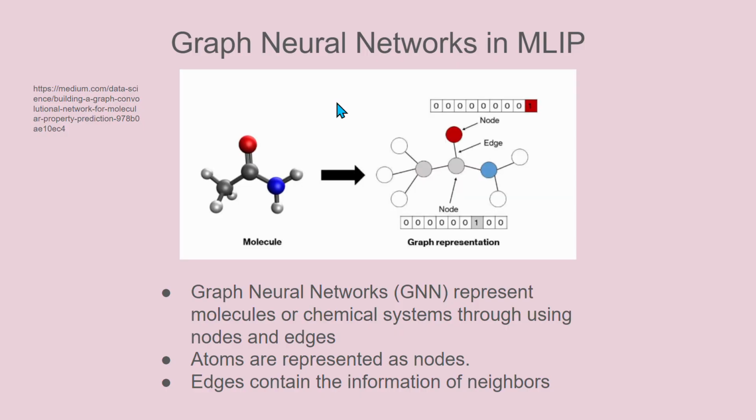These MLIPs use graph neural networks, which think of molecules like connected webs. Each atom is a point, and each bond or nearby atom is a line connecting those points. This setup helps the model understand not just individual atoms, but how their relationships affect the whole molecule. It's a smart way to represent chemical systems.